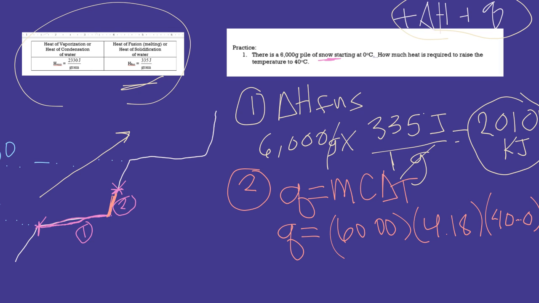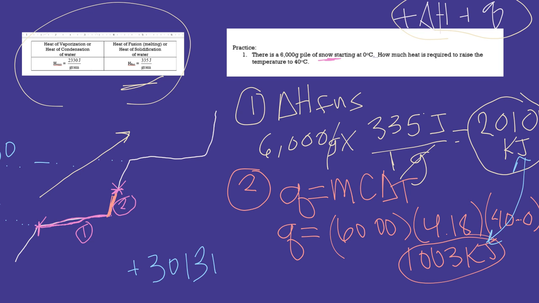All right, so we're going to put this in the calculator and we end up getting 4.18 times 40, divided by 1,000 again. Definitely going to want to divide by 1,000. And we get 1,003 kilojoules. So the way that we get our final answer to figure out how much heat energy in total is required to do this, we have to add these 2 values together to get the total. And so our total value is going to be positive because we're adding heat energy, 301 kilojoules.